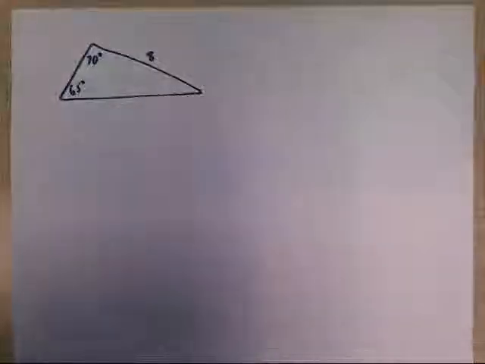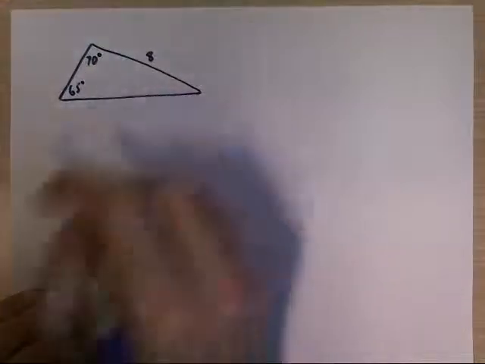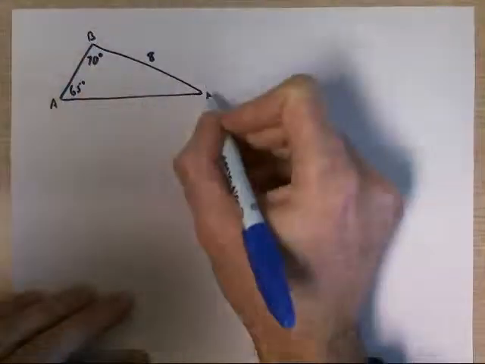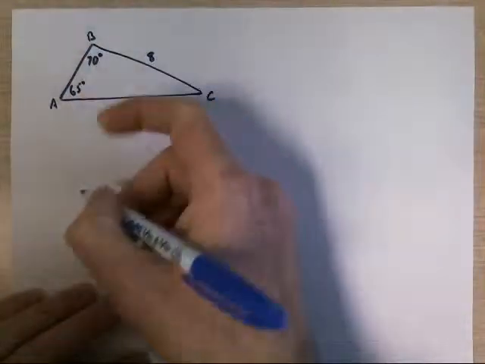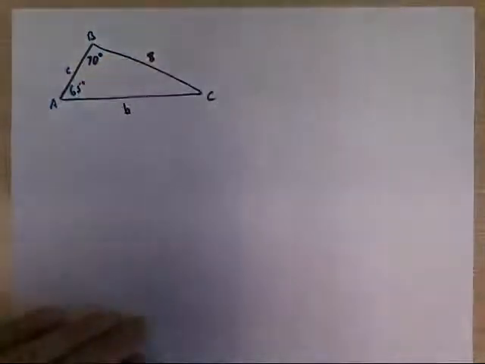I want to do some calculations here related to the law of sines, just to show you how these things work. I got a triangle here. I know angles A and B. I don't know C. I do know side A. I don't know side B, and I don't know side C.